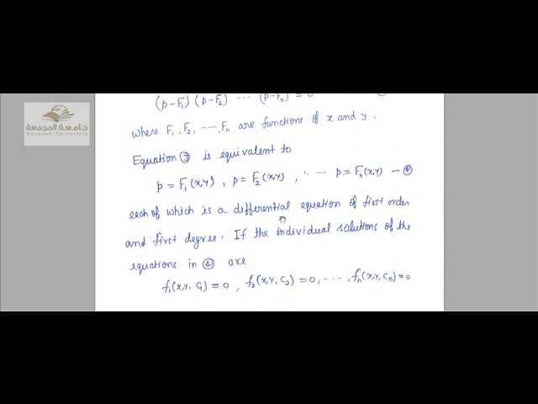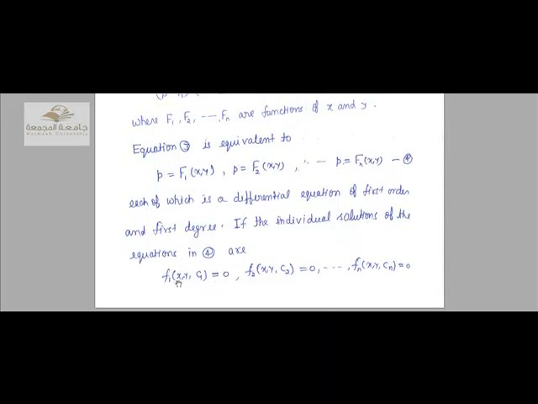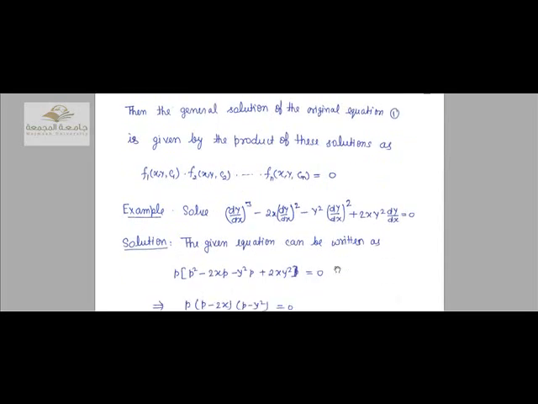Equation 3 is equivalent to p is equal to F1(x, y), p is equal to F2(x, y), p is equal to Fn(x, y), equation number 4, each of which is a differential equation of first order and first degree. If the individual solutions of the equations in 4 are f1(x, y, c1) is equal to 0, f2(x, y, c2) is equal to 0, and fn(x, y, cn) is equal to 0, then the general solution of the original equation 1 is given by the product of these solutions as f1(x, y, c1) into f2(x, y, c2) up to fn(x, y, cn) is equal to 0.